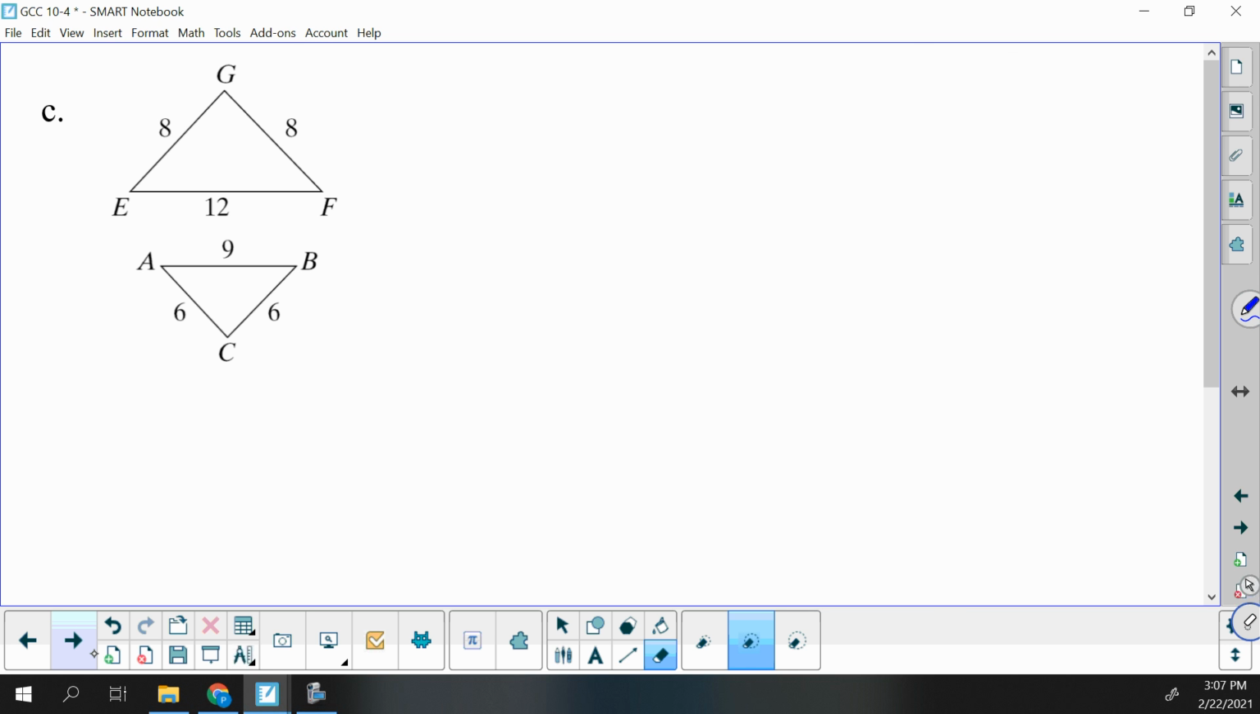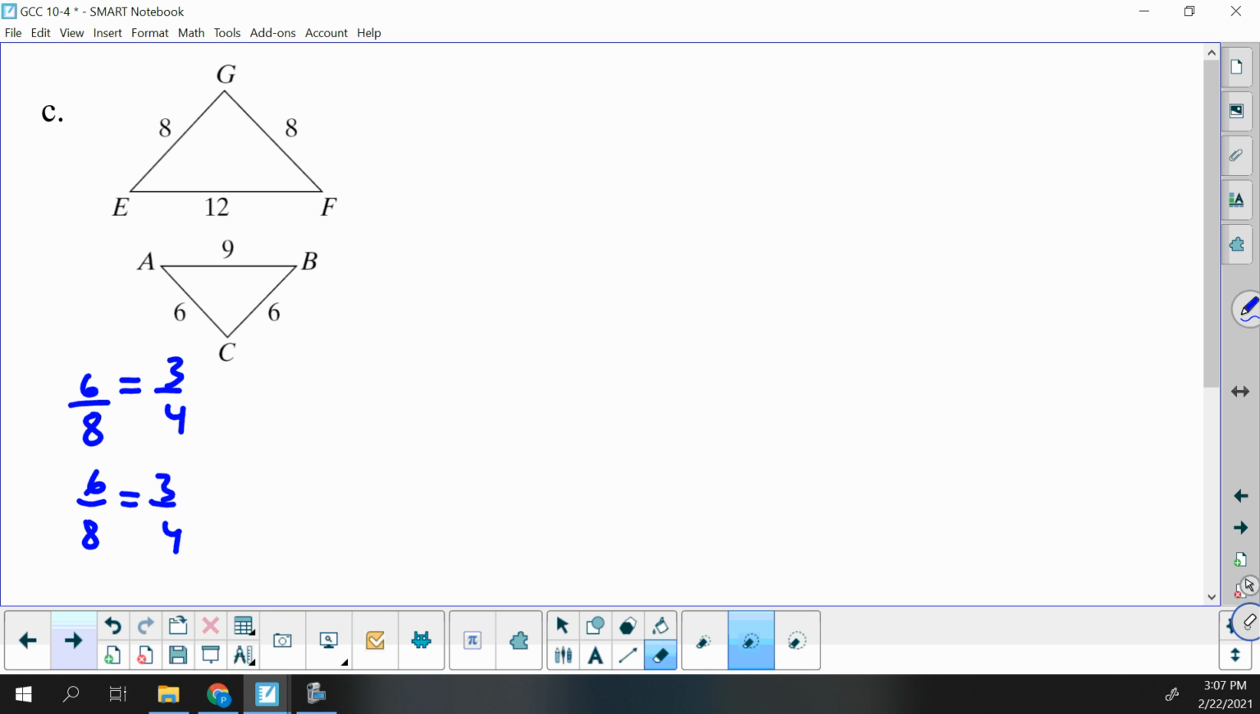Going over to the next page to look at letter C. Well, we have three sets of sides here, so probably want to test out side, side, side similarity theorem. Notice we have two that are tied for the smallest and one for the largest. So the smallest ones we should compare. So I took the 6 from the bottom and the 8, and you get 3/4. Do the other 6 and the 8, and you get 3/4.